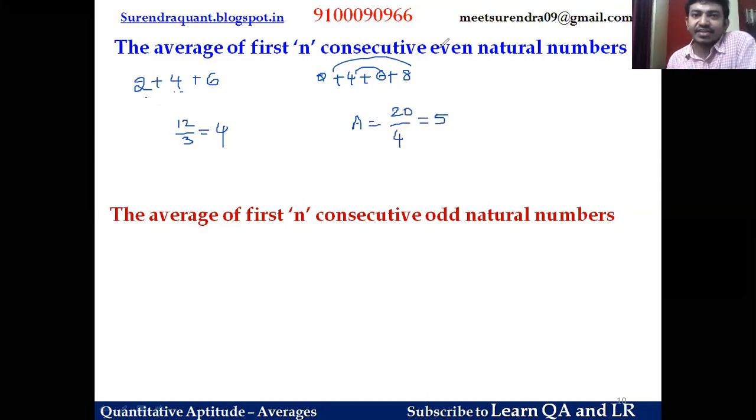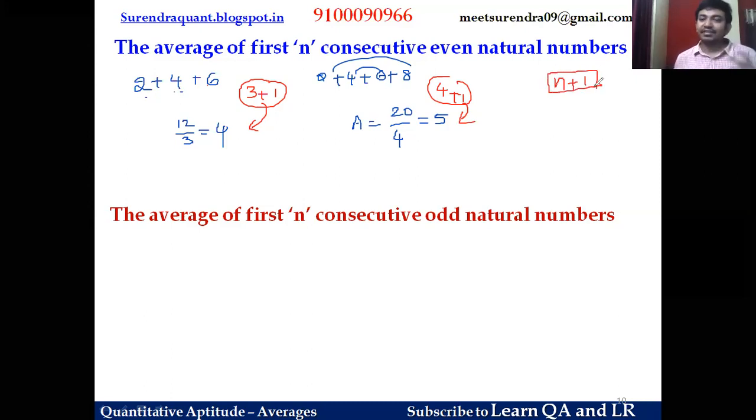So what is the generalization here? When I add 1 to the number of elements, here 3 terms are there, so plus 1 is the average. Here 4 terms are there, plus 1 is the average. So similarly, if there are n natural even numbers, then the average is n plus 1. It is quite simple, guys. If I take 2 plus 4 plus 6 plus 8, if I take 2 common, you get 1 plus 2 plus 3 plus 4, right?